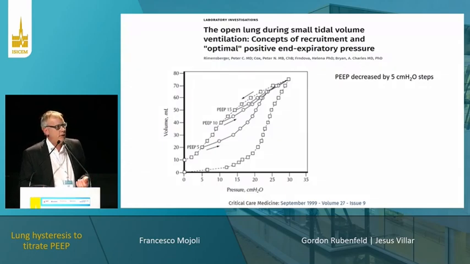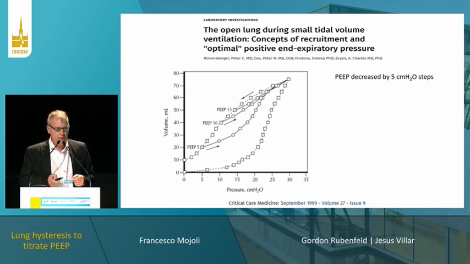A suggestion comes from this experimental study from Peter Rimensberger. He performed a decremental PEEP trial, keeping always the same plateau pressure, around 30 centimeters of water, and decreasing PEEP by steps of 5 centimeters of water. And then performed a tidal pressure volume loop, so not a conventional pressure volume loop, but a pressure volume loop between the PEEP level applied and the plateau pressure and back.